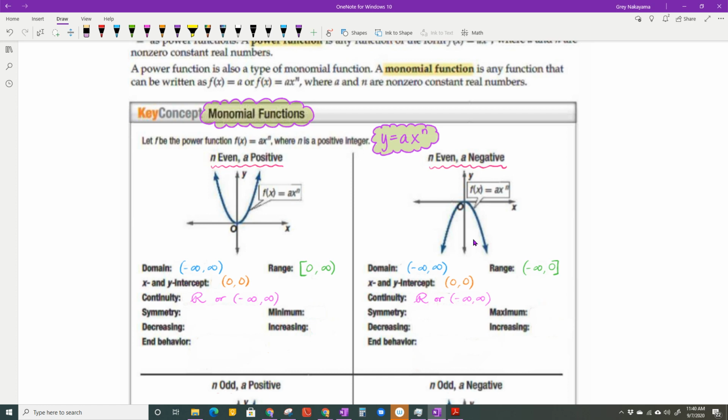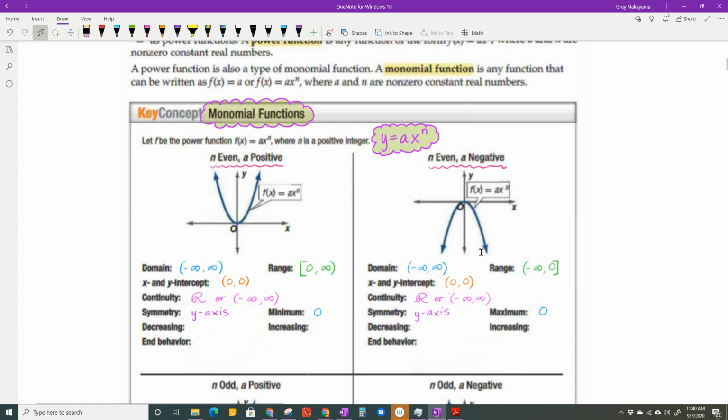Both of them are. Okay, symmetry. You can fold it along the y-axis, and it matches on both sides. So it has y-axis symmetry. The minimum value here is at 0. The maximum value for it being negative is at 0 also.